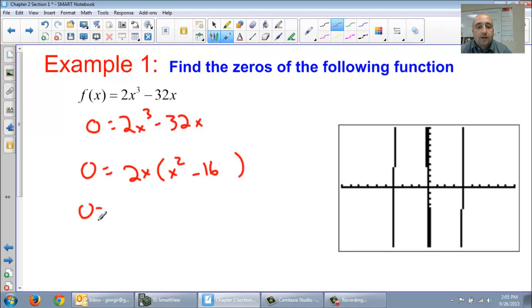Okay, so we need to continue on. I can keep factoring. This now turns into a double factor. What times what is x squared? Well, we have x and x. What times what is negative 16? Positive 4 and negative 4.